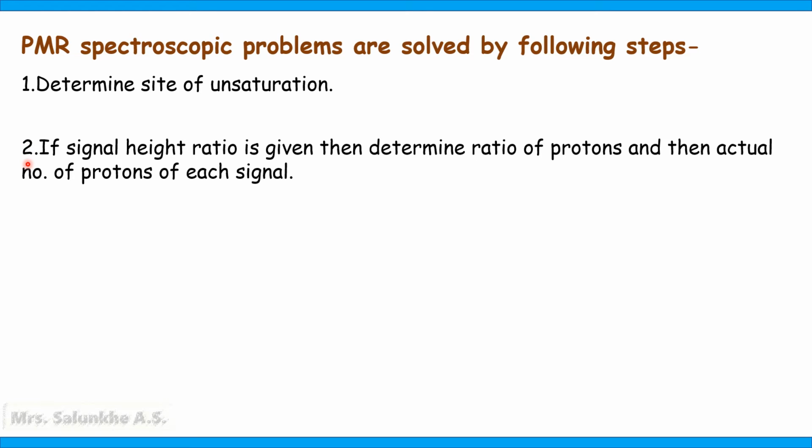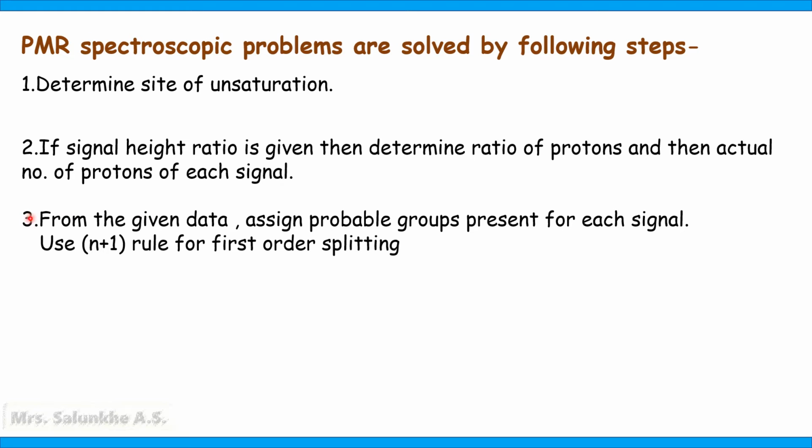If the signal height ratio is given, then determine the ratio of protons and then the actual number of protons of each signal. By knowing the ratio of protons, we can determine the protons responsible for each signal. From the given spectral data, assign the probable groups present for each signal.